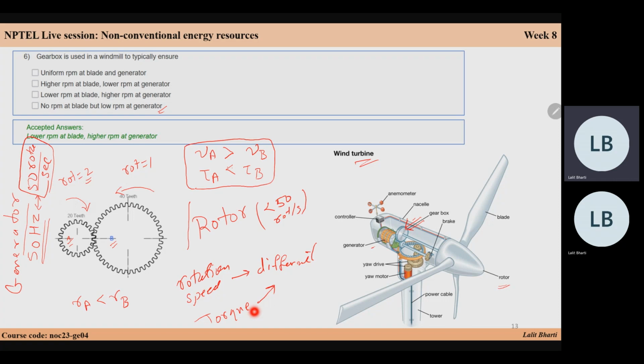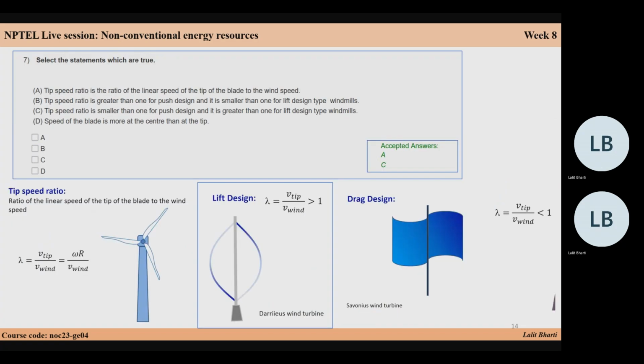So just to increase the rotating speed, we have to use this gearbox system. So our answer will be lower RPM at the blade and higher RPM at the generator. By this, we will get the optimum frequency and the optimum speed. So this was your question 6. We will be looking at question 7.